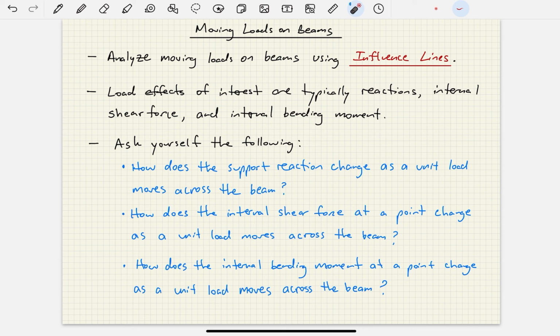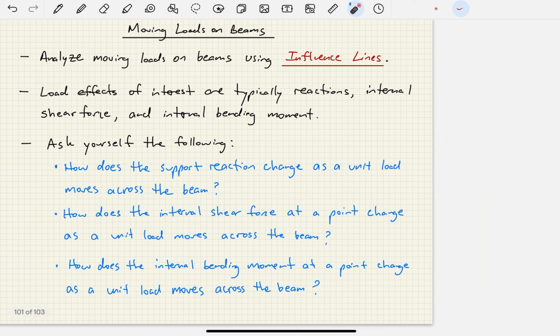The next question you might want to ask yourself is, how does the internal shear force at a specific point change as a dimensionless unit load moves across the beam? And then similarly, the third question is, how does the internal bending moment at a specific point change as a unit load moves across the beam? Again, if you're a little rusty on moving loads and influence lines, go a few videos back and check out that background information and see the application to trusses that we've already covered, okay?